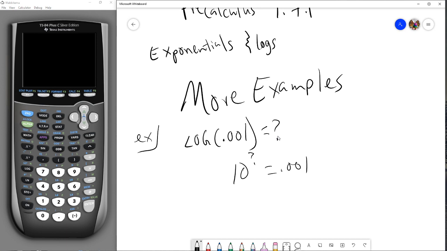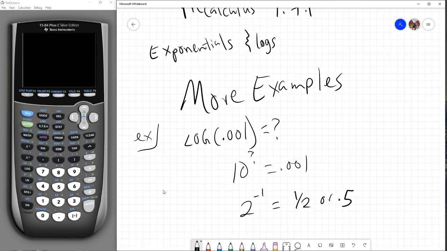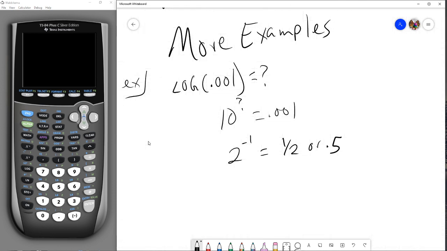Well, how a number becomes a decimal is if we raise it to a negative power. So, for example, if we have 2 to the negative 1, that would be a half, or 0.5. If we take 2 to the negative 2, that's the same thing as 1 over 2 squared, which is equal to 1/4, or 0.25.